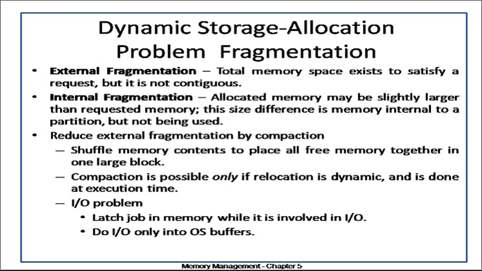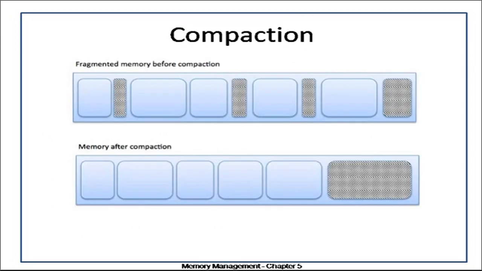Reduce the external fragmentation by compaction. For that, shuffle the memory contents to place all free memory together in one large block. Compaction is possible only if relocation is dynamic and is done at execution time. The I/O problem is that a large job in memory may be involved in I/O only into the OS buffers. So this is one example of compaction.